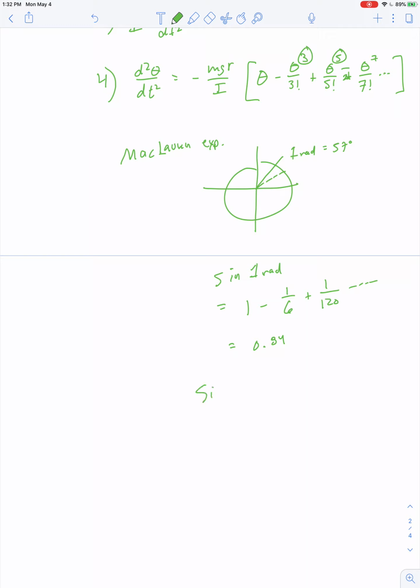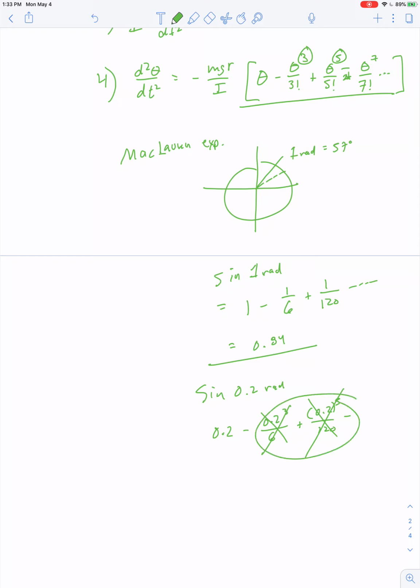Okay, so sine of 0.2 radians, according to this Maclaurin expansion, is equal to 0.2 minus 0.2 cubed over 6 plus 0.2 to the 5th power over 120 minus, you can see, without even plugging in your calculator, this is going to be a very small number, right? In fact, the smaller theta becomes, the less significant these higher order terms in the expansion, and so as long as theta is small, the expansion for sine theta can just be replaced with the first term of the expansion.